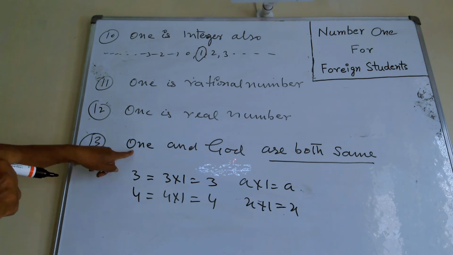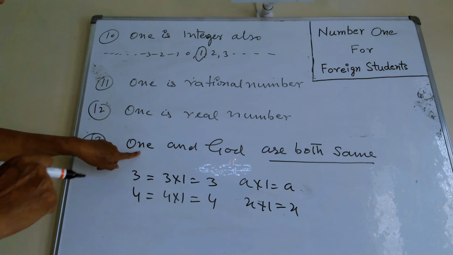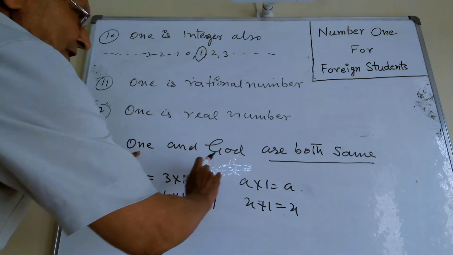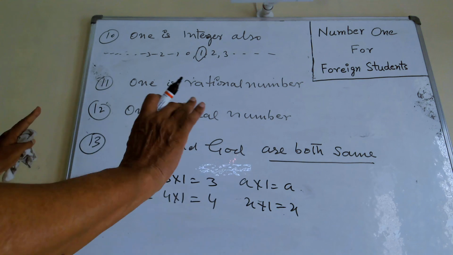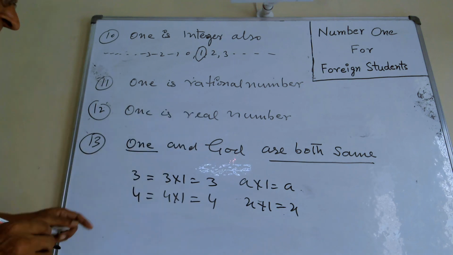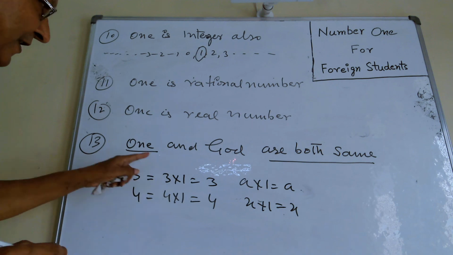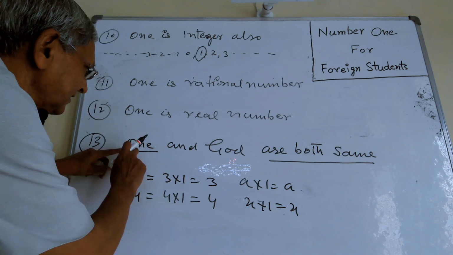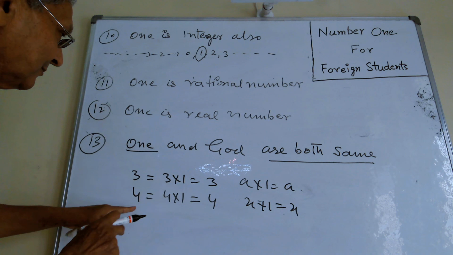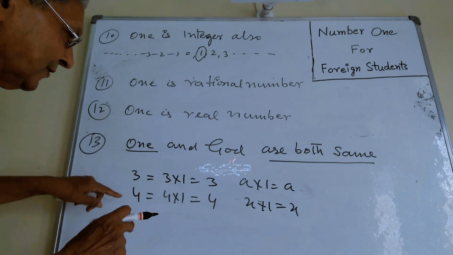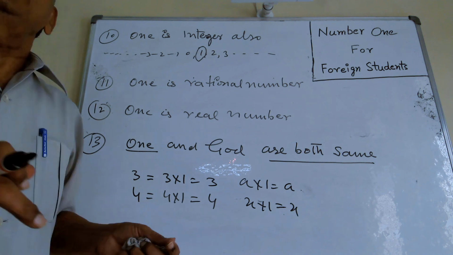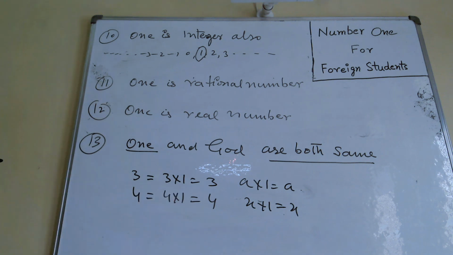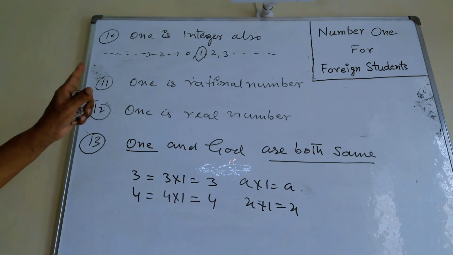But property or power is not the same. God is all powerful. God is merciful. But one is not powerful and merciful. One only has a position like God. It is hidden in all the objects. Ram into 1 is equal to Ram. Sham into 1 is Sham. This one is also hidden like God. So this one resembles God in this sense.